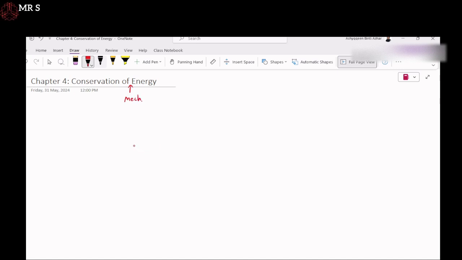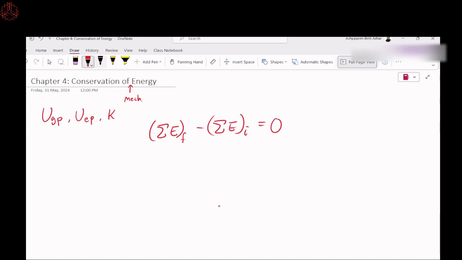When we talk about mechanical energy, it involves the three energies we've mentioned before, which are our gravitational potential, our elastic potential, and our kinetic energies. So energy is always conserved. That's what conservation of energy means, right? The statement is simply that if you add up all of the energies, before and after, so the summation of all of the energies final minus the summation of all of the energies initial, it must be conserved.